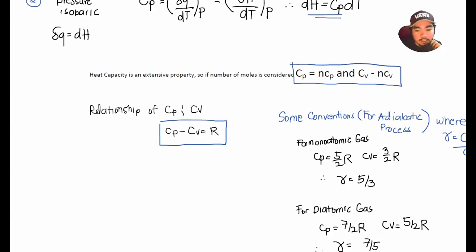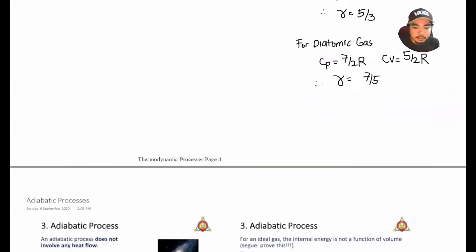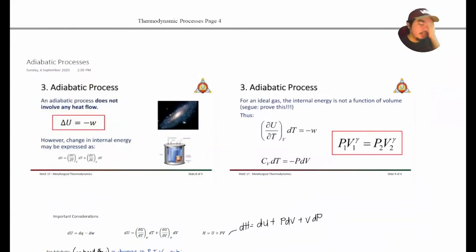this is the relationship. Now for diatomic gases, ang CP natin is equal to 7/2 R. So 7/2 R minus 1 R gives us 5/2 R. So that becomes our CV, and therefore our gamma. And we will use this gamma term a lot now when we talk about adiabatic processes. No, this gamma term is equal to 7/5. Okay. So let's look at adiabatic process now.